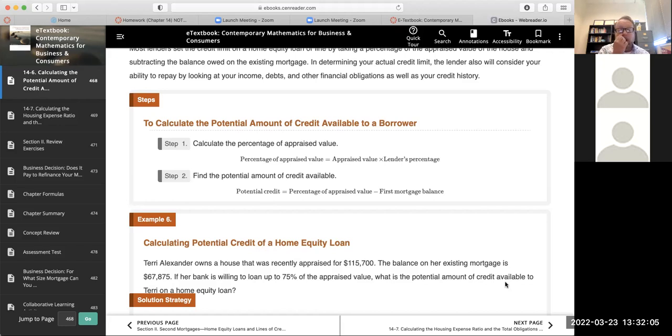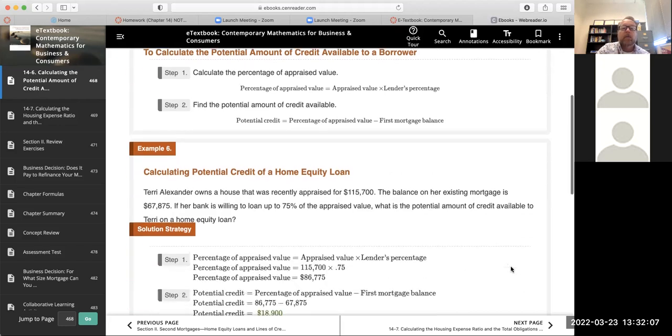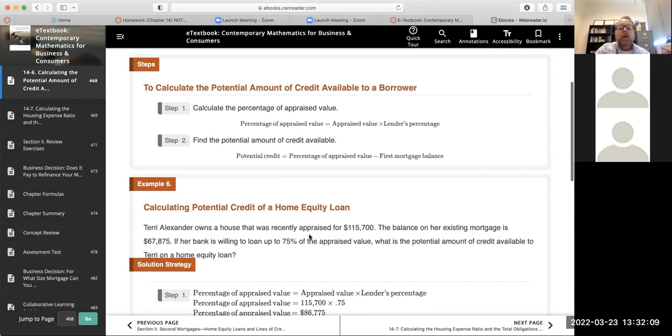So in this case, if you notice the question here on example number 6, it says Terry Alexander owns a house that was recently appraised for $115,700. I'm going to write that down. And the balance on her existing mortgage is only $67,875. So the bank is willing to loan her up to 75% of the appraised value. What is the potential amount of credit available to her?